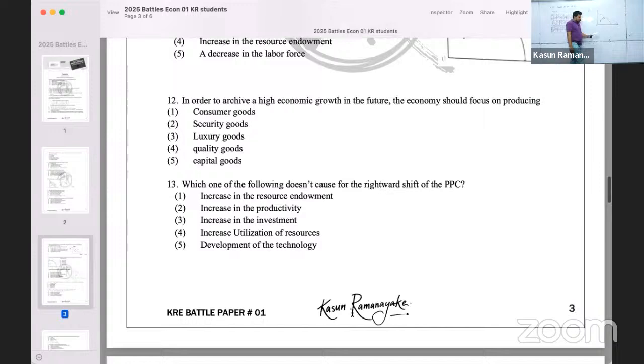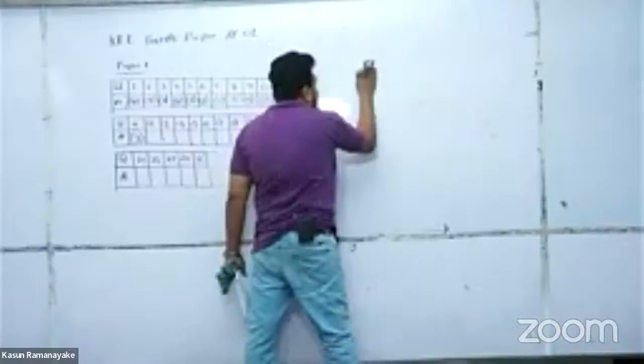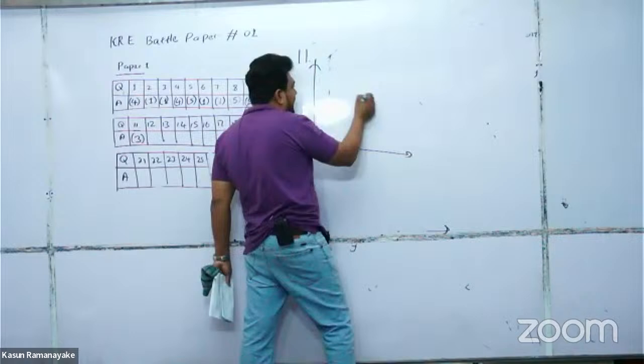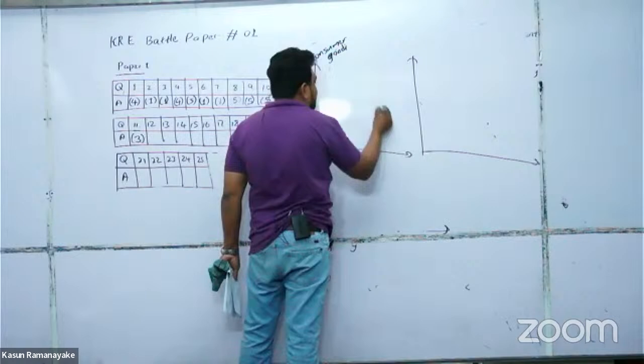Question number 12. In order to achieve higher economic growth in the future, the economy should focus on producing... I have taught you. Look at the board now again. You can remember I have given it like this. Economy can produce two types of goods: consumer goods and capital goods. Economy can take any option. Here, I'll take consumer goods on this side, capital goods on this side.